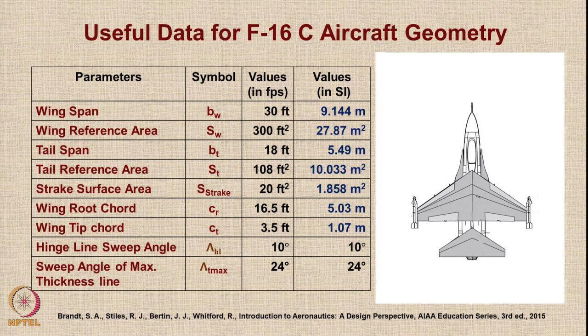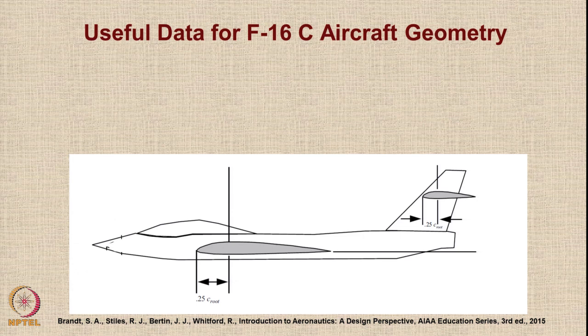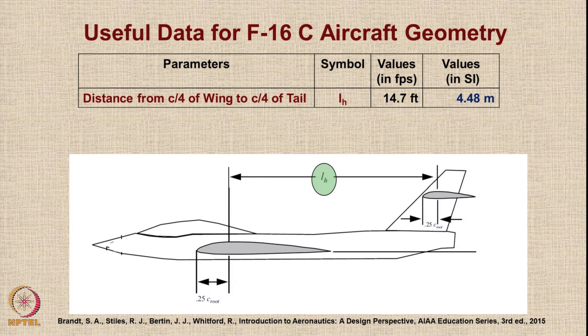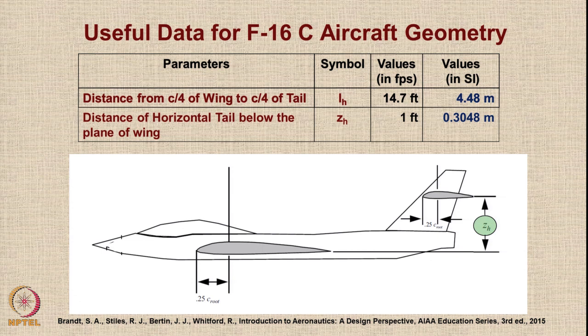Similarly, there is some information that we need regarding the side view of the aircraft. For example, the distance from the quarter chord of the wing to the tail, the so-called tail arm, is 14.7 feet or 4.48 meters, and the location of the horizontal tail above the plane of the wing, as in this case, is 1 foot or 0.3048 meters. So this is another geometrical information that we will need.